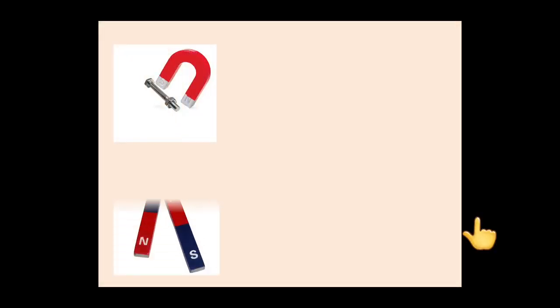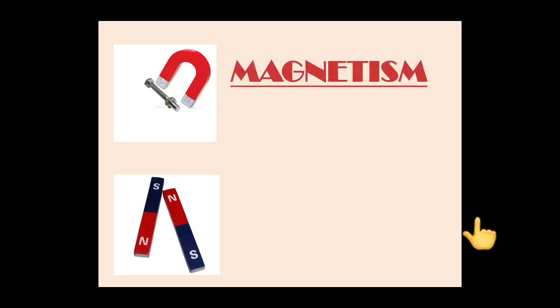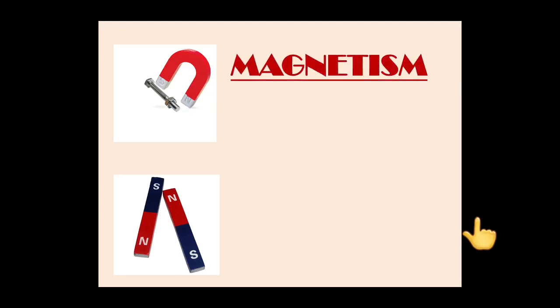Students, have you seen these types of magnets? The first one is a horseshoe magnet and the other is a bar magnet. You know that these magnets can attract or repel things. All magnets or magnetic materials have a basic property known as magnetism.